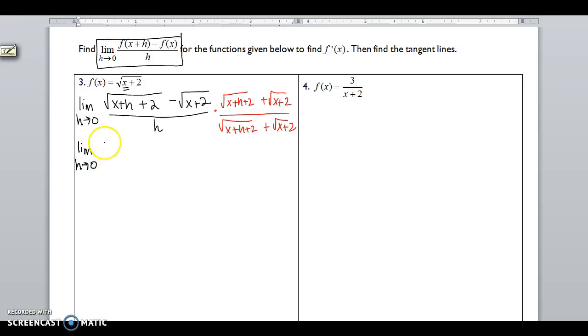FOIL that top part out. So you're going to have x plus h plus 2, that's your first part, minus the quantity x plus 2. So be careful there. You multiply negative square root of x plus 2 times positive square root of x plus 2. So you're going to have to distribute that negative. And then leave the denominator alone. Do not expand it. We're going to try to cancel out that h. That's our goal. So you need to make sure that you leave it in factored form.